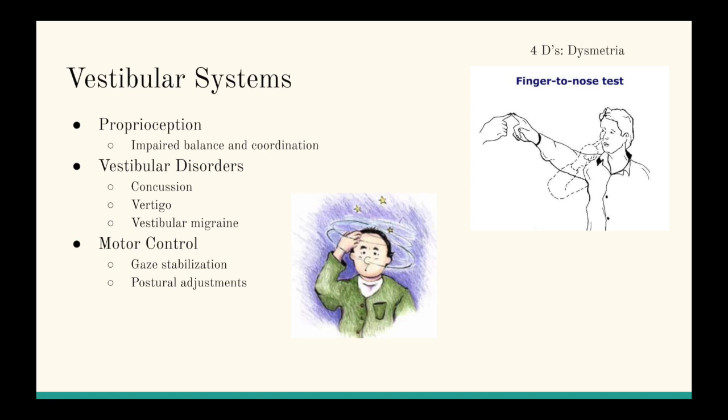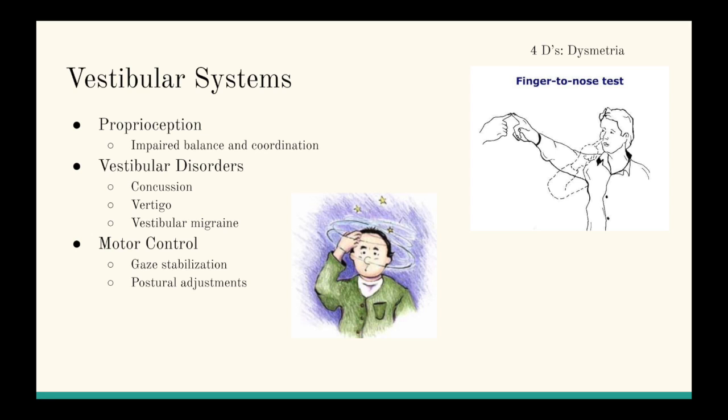Another one of the 4 Ds from the brainstem region is dysmetria. Dysmetria is a lack of coordination of movement, which is a type of ataxia. It can also be defined as an inability to judge distance. The finger-to-nose test is a good way to test if one is experiencing dysmetria as a result of a TBI. The individual would touch their own nose and then try to touch the tester's finger, and so on.